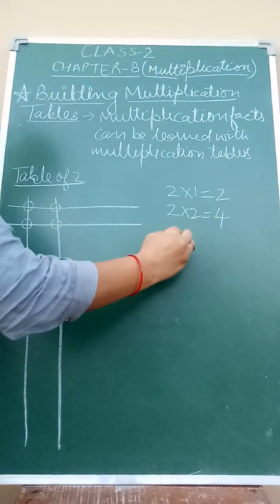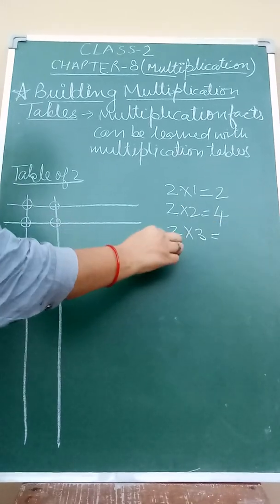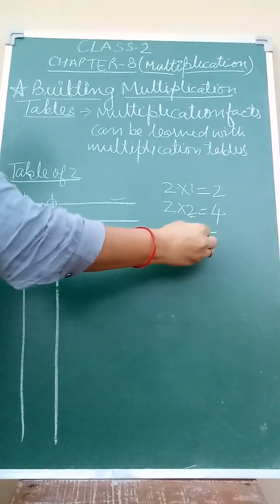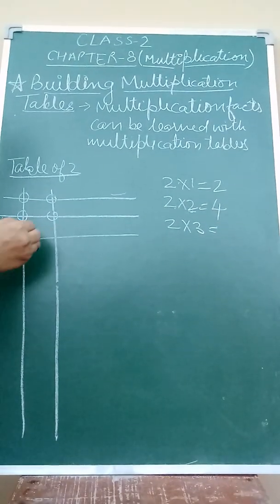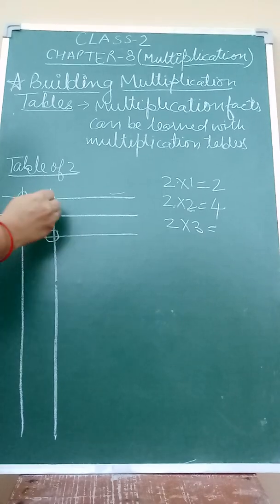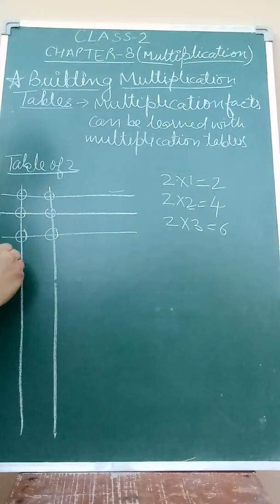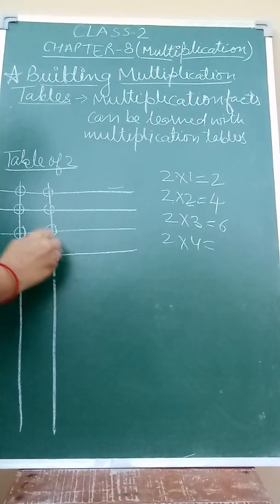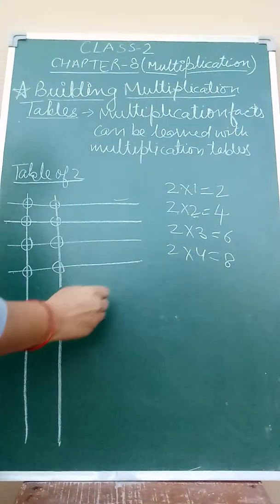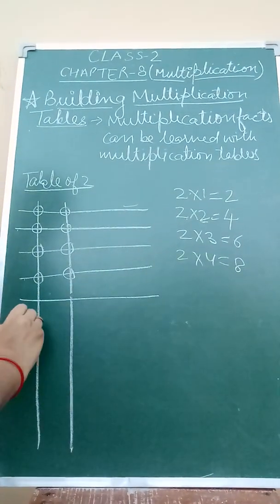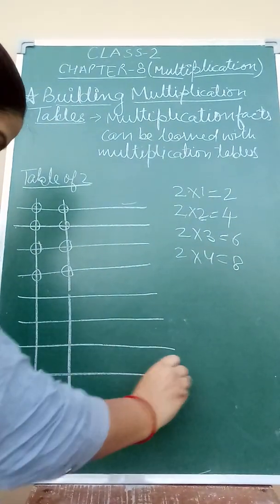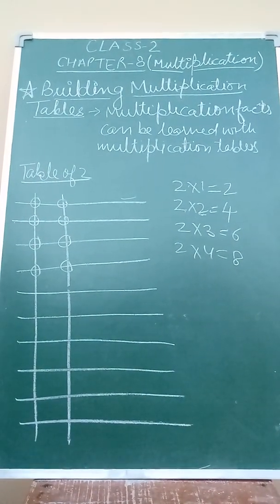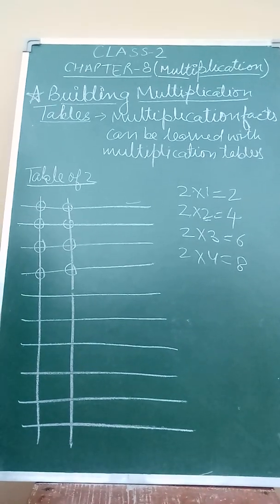And for the next, 2 times 3 equals to, this 2 is the first 2 bamboos, 1 the first bamboo, 2 for second bamboo, and 3 for the third bamboo stick. Again count 1, 2, 3, 4, 5, 6. Now for 2 times 4 equals to, again count these, now 8. Similarly you can count 5, 6, 7, 8, 9, 10. Now start counting, and in this way it is formed.